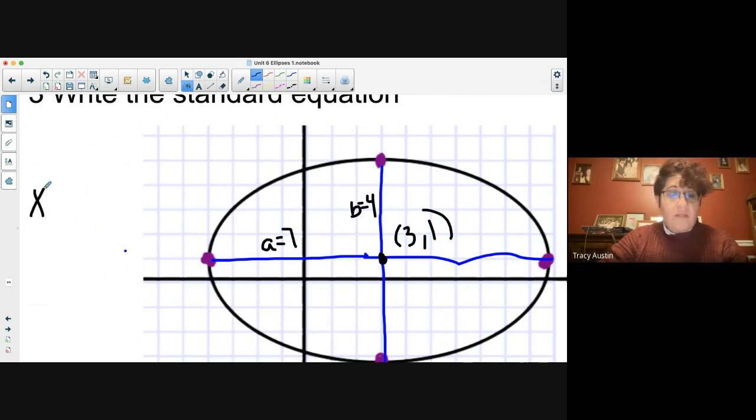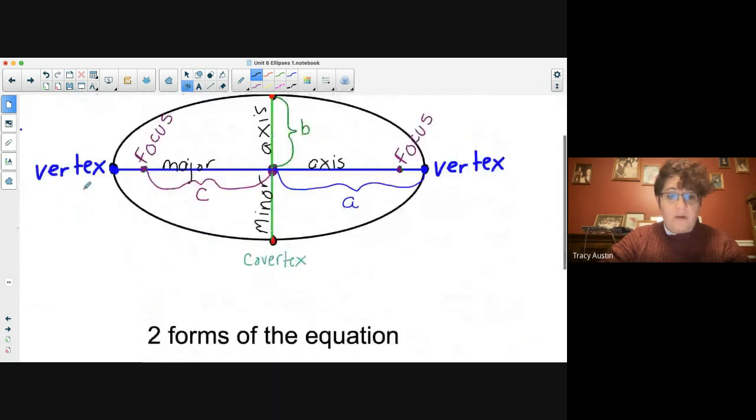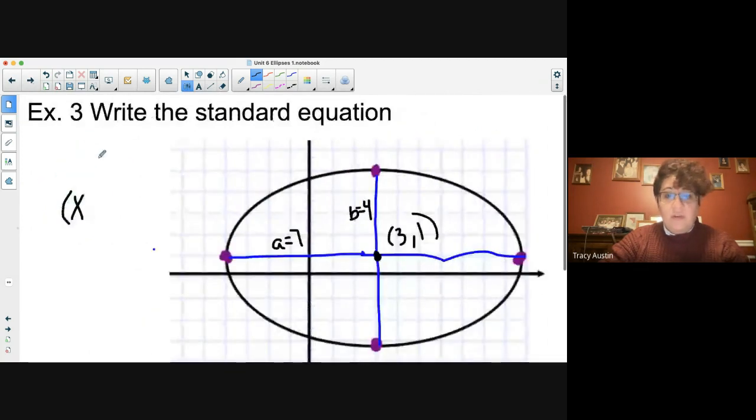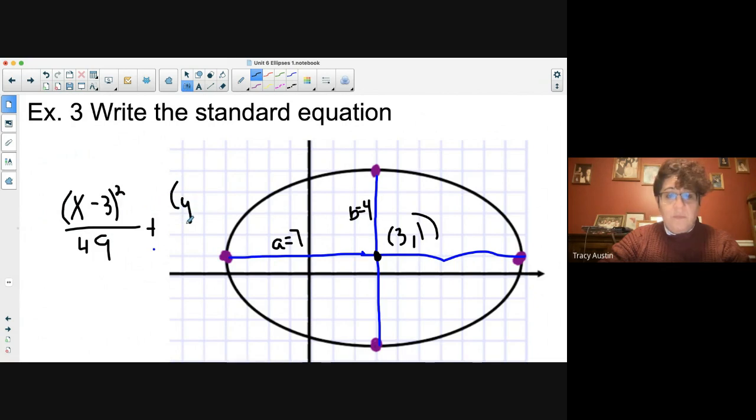Okay, and remember that we always change those signs. Just as a reminder, these are always already a minus. So you have to change those signs in order to actually get your equation written correctly. So x minus 3 squared over 7 squared, which is 49. Okay, plus y minus 1 squared over 16 equals 1.